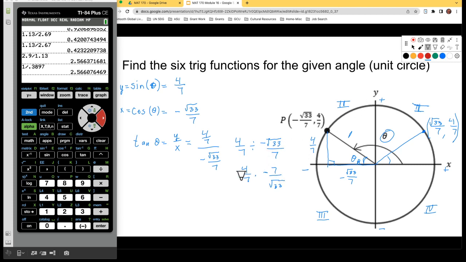And what happens is you could do the division first. So you could take 7 divided by 7, which is 1. And our answer ends up being 4 over the square root of 33. And negative, actually, right? Negative 4 over the square root of 33.